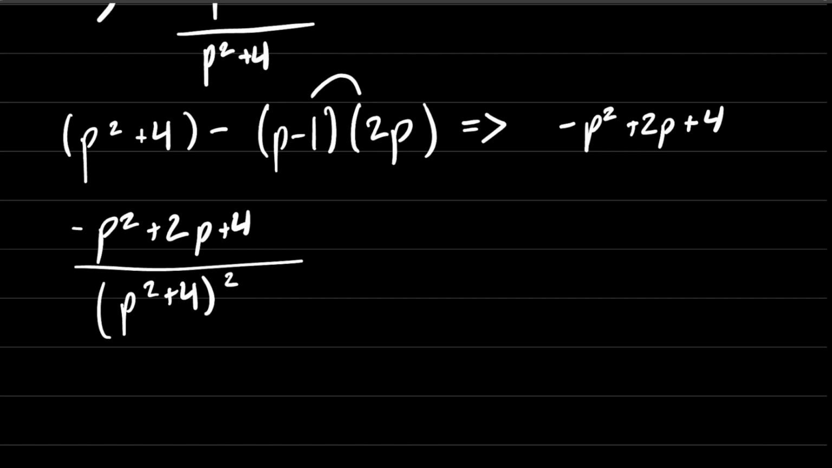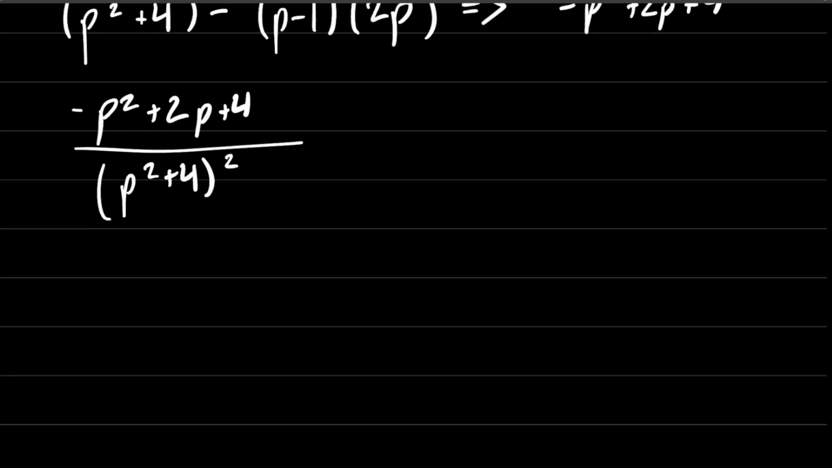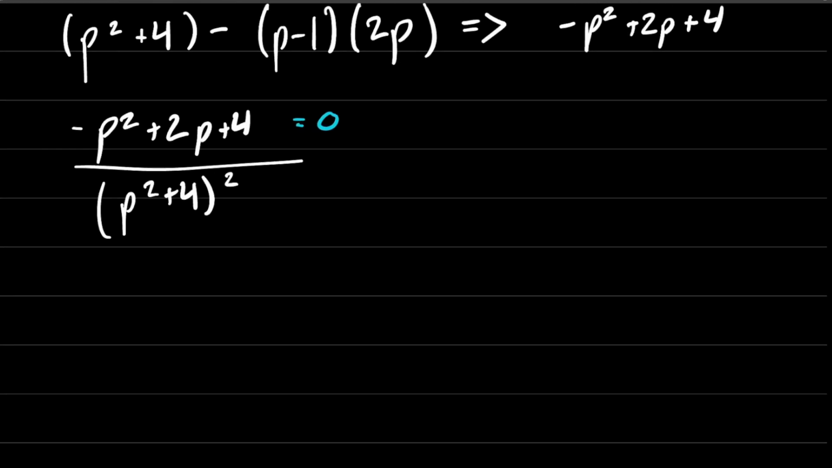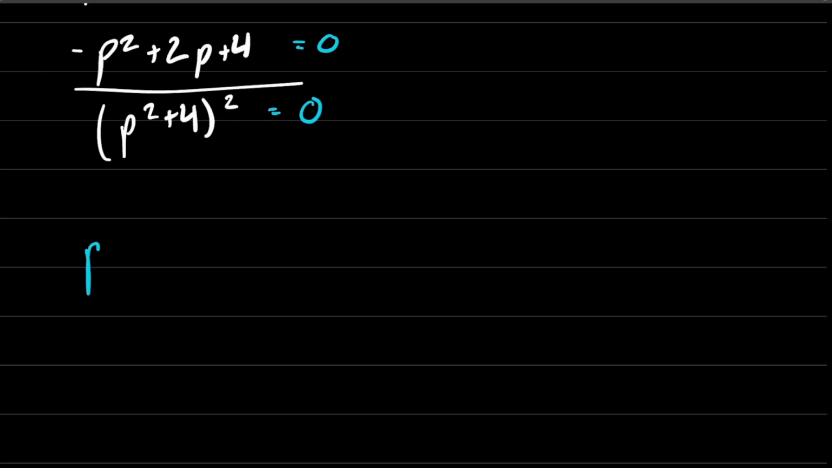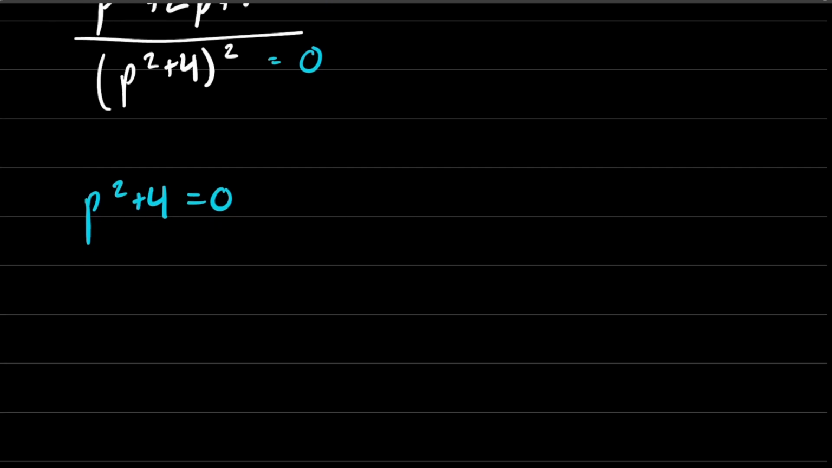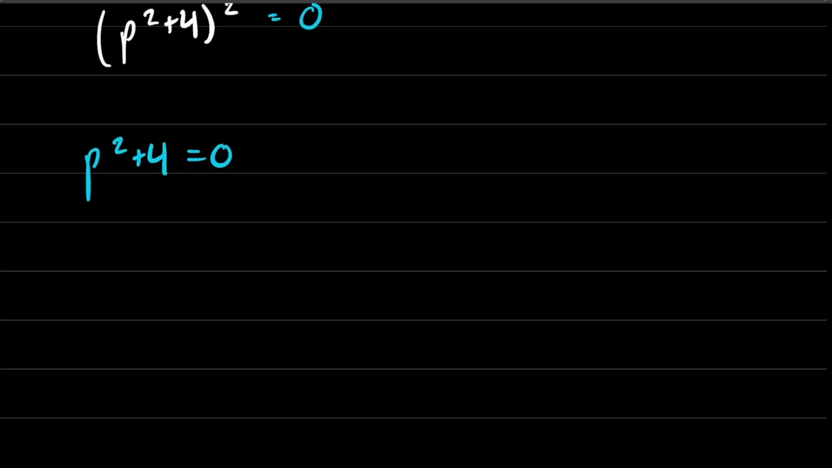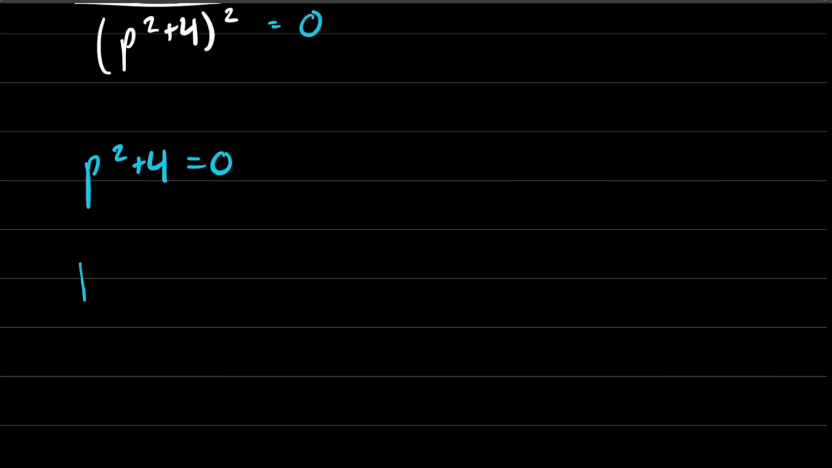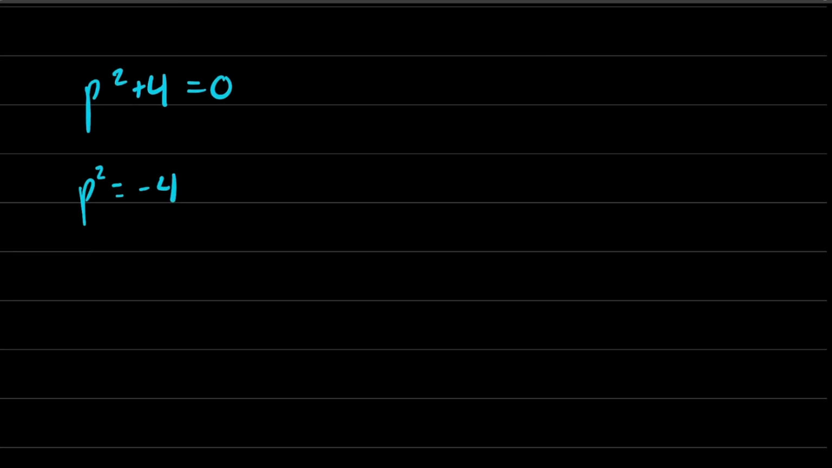Just like that. So let's start with the bottom this time, because we're going to do the same thing. We're going to set both of these equal to 0. p squared plus 4 equals 0, because remember, this square doesn't mean anything when we're looking for critical points on the bottom of the fraction. p squared plus 4, we can say p squared equals negative 4, and oh, this doesn't look good.